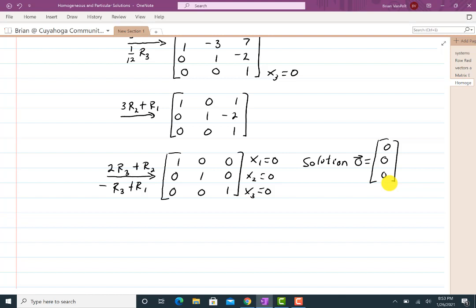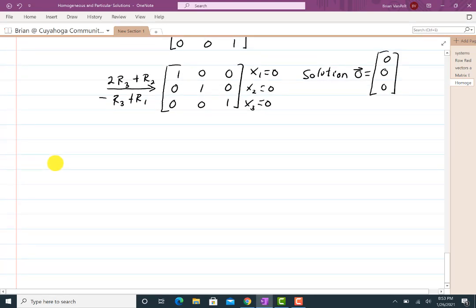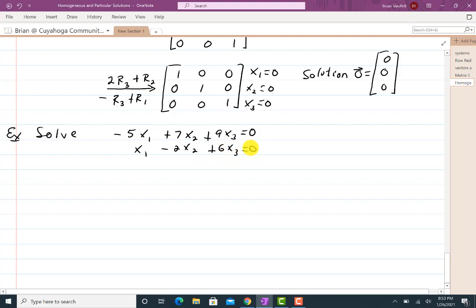So let me do another one. I want to make sure I got a simple one like that out of the way. Let's try another homogeneous system, and it looks like this. Negative 5x1 plus 7x2 plus 9x3 equals 0. And then I have x1 minus 2x2 plus 6x3 equals 0. So let me pop to matrix notation.